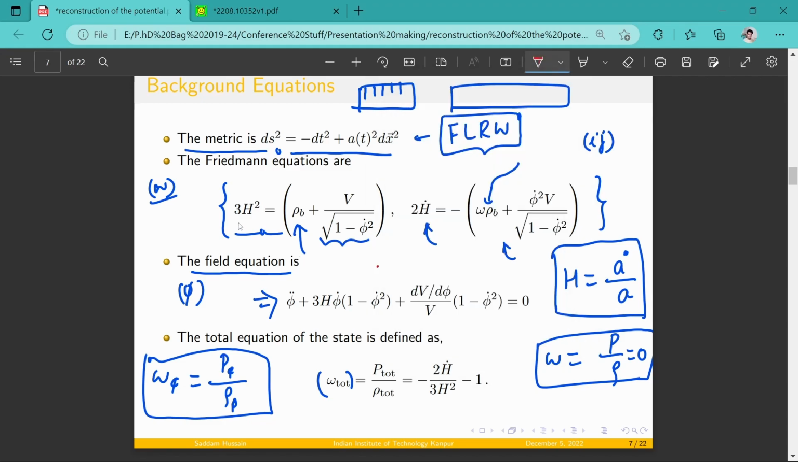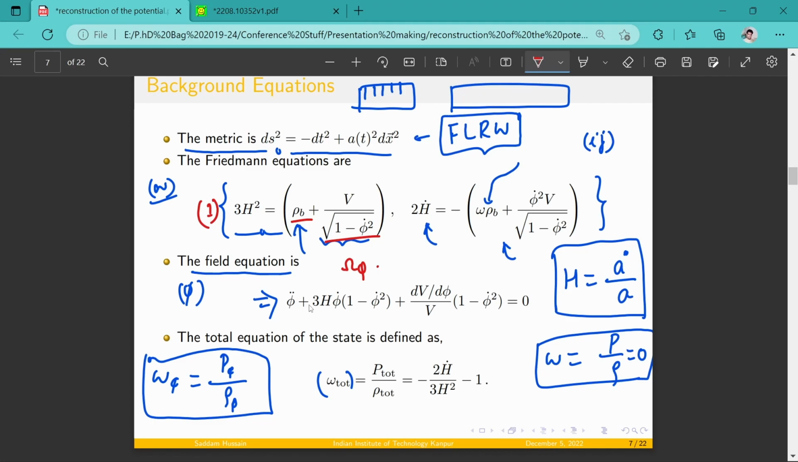Now if you divide this 3H square by the whole thing, then you will encounter the critical density of the field and the critical density of the fluid, and this will be equal to 1. So what we understand is that if you want to study this whole scenario, this whole dynamics, you first have to define your potential.